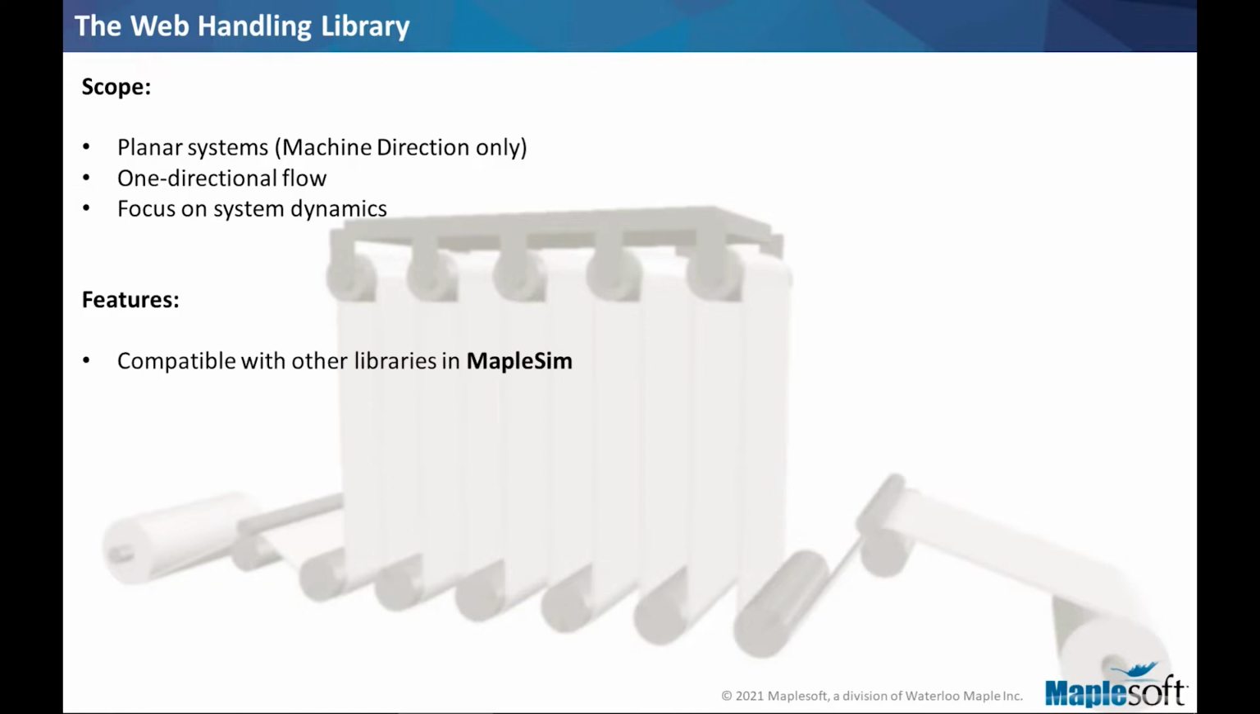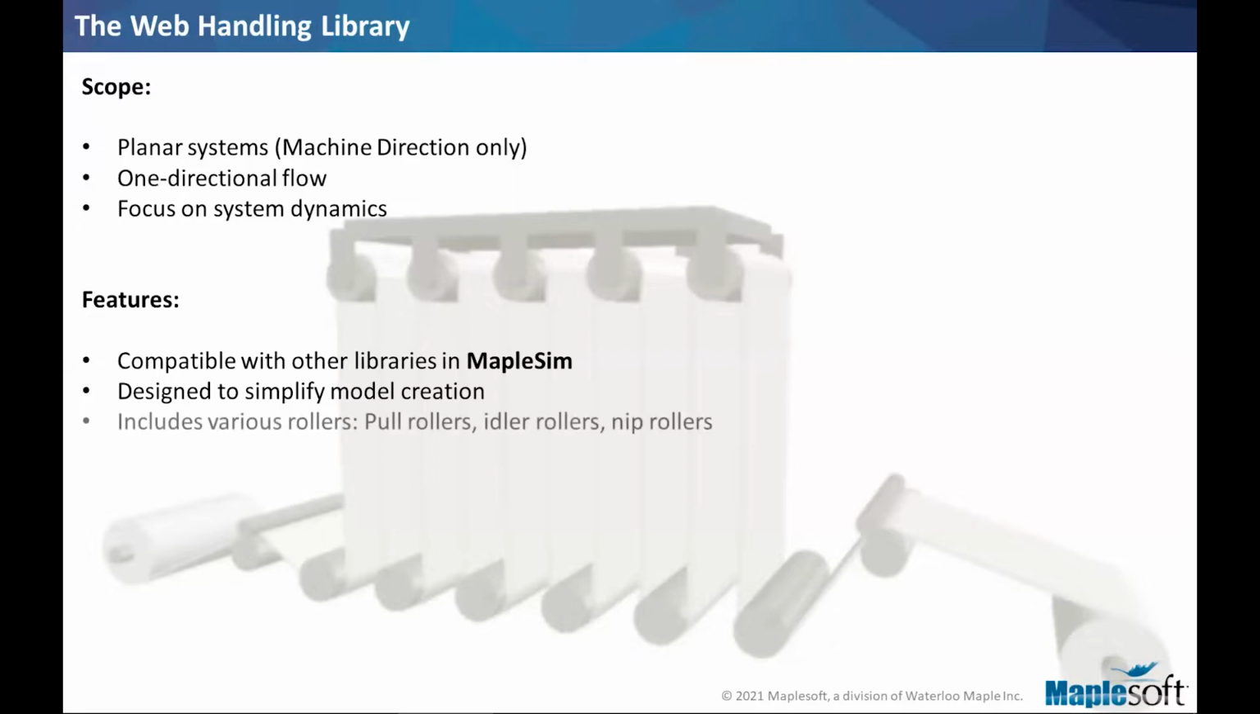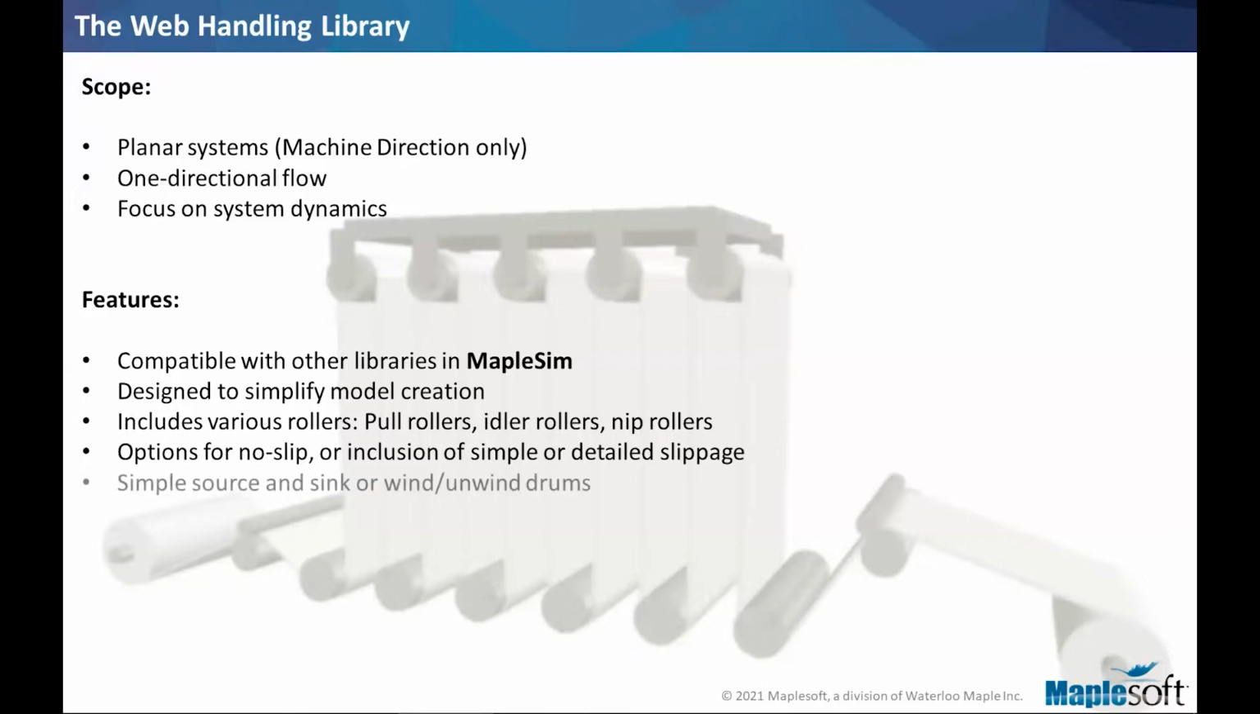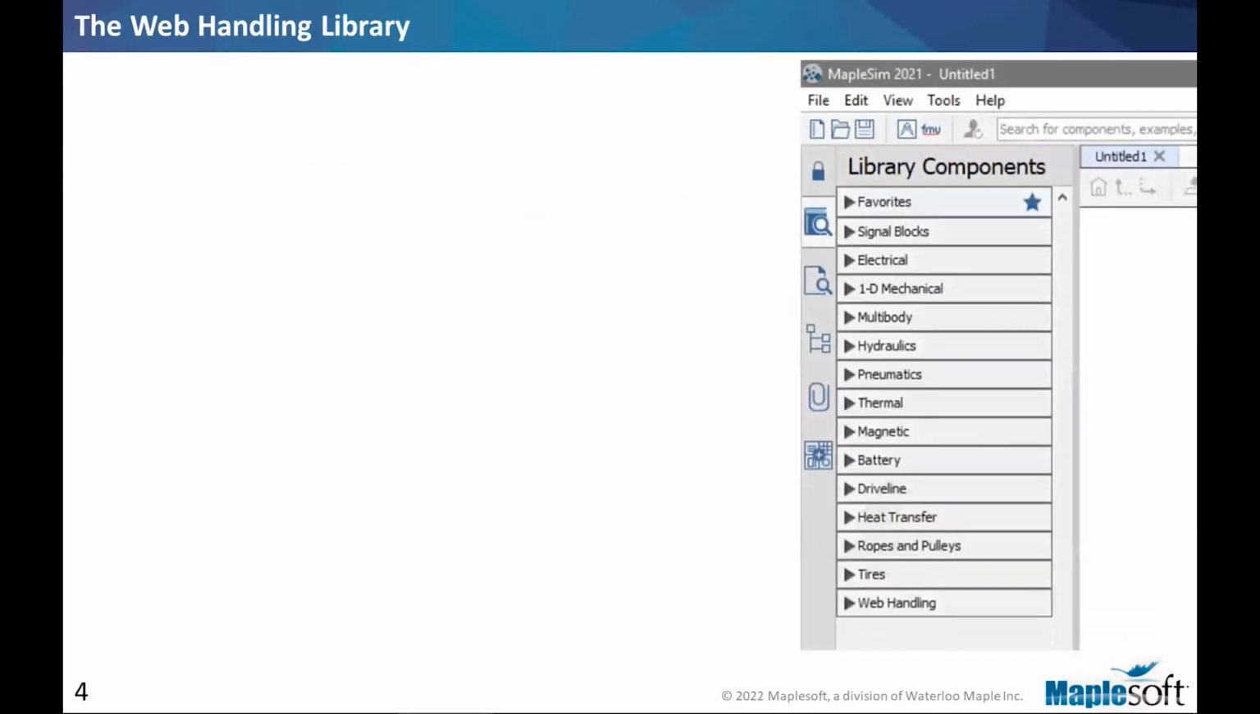The web handling is a library of components, and we will get to know those components and how they can be used to capture roll-to-roll processes. They work with other libraries in MapleSim and allow you to create models and capture various dynamics. It has a simplified design, as we will see shortly. It includes all the basic components that you want to include in a roll-to-roll process, and it has some extra features that we will review.